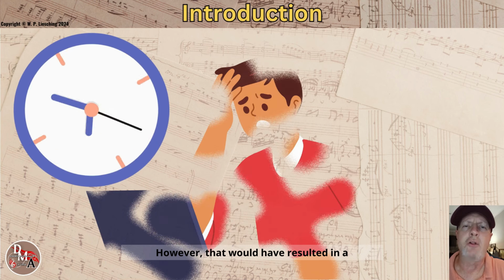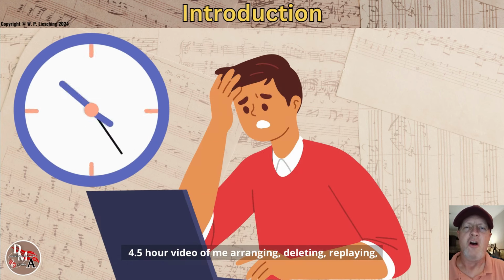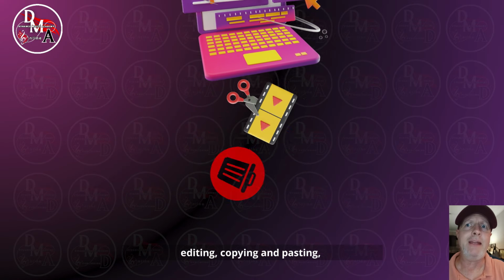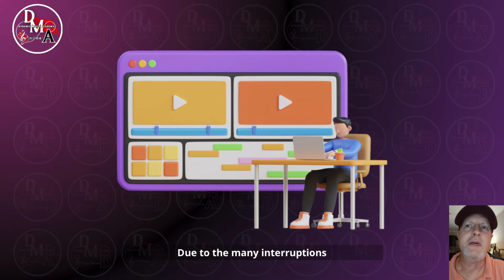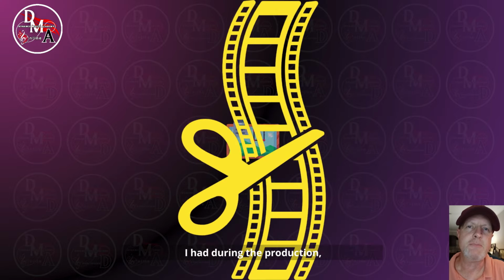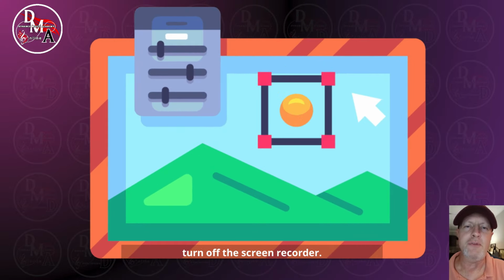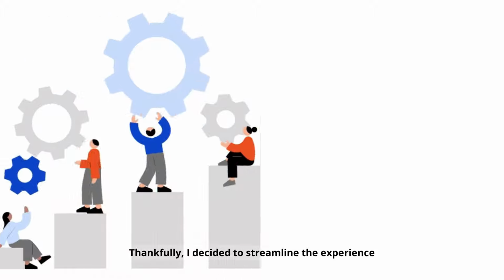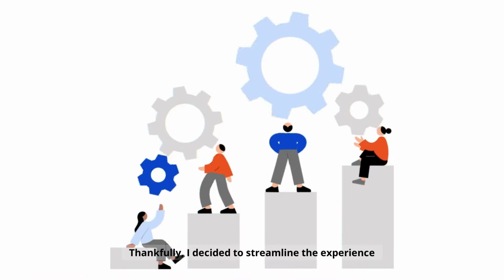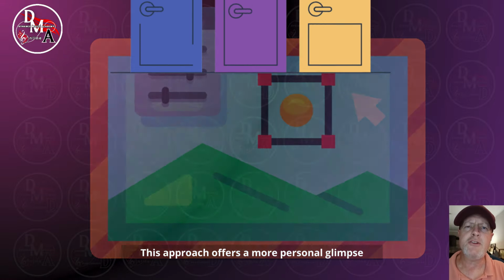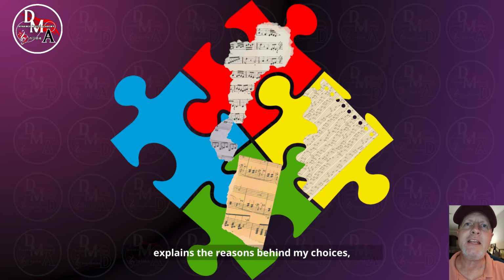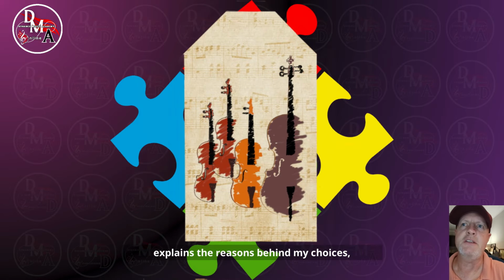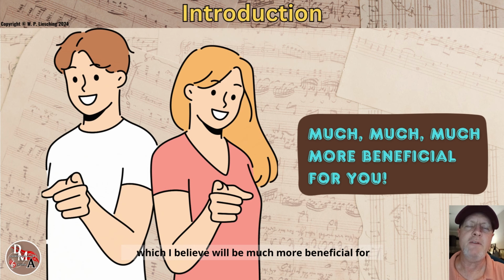However, that would have resulted in a 4.5-hour video of me arranging, deleting, replaying, editing, copying, and pasting, leading to extensive editing due to the many interruptions I had during the production when I forgot to actually turn off the screen recorder. Thankfully, I decided to streamline the experience by narrating the process with added graphics and animations. This approach offers a more personal glimpse into how I arrange for a string ensemble and explains the reasons behind my choices, which I believe will be much more beneficial for you.